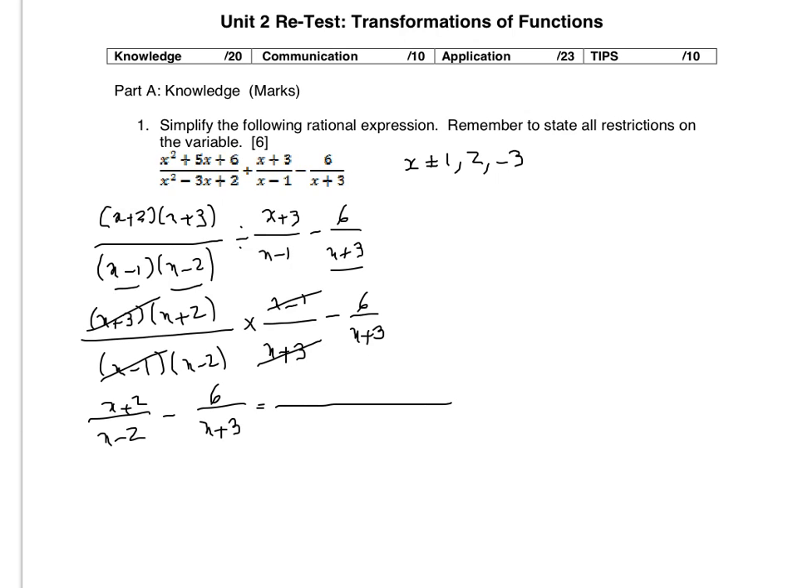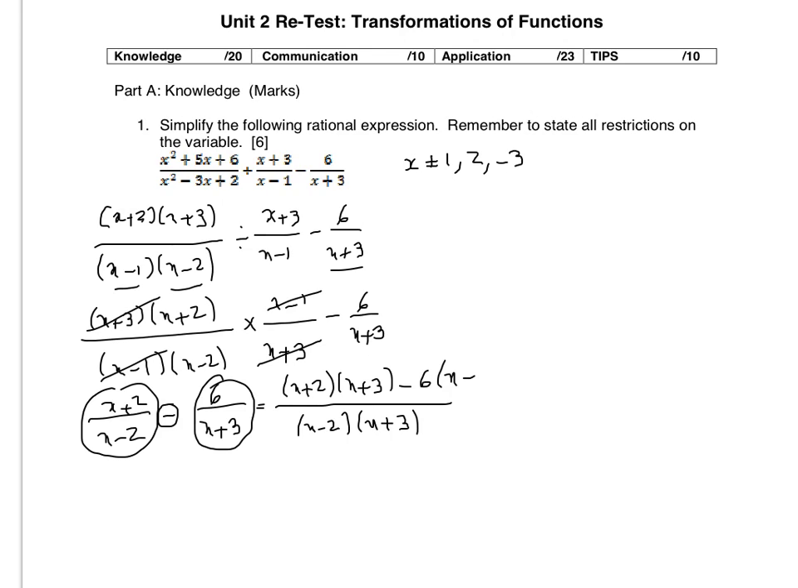Now the common denominator between these two fractions is x minus 2 times x plus 3. Looking at this one, since it's missing x plus 3, I'm going to multiply numerator and denominator by x plus 3. So I'm going to get x plus 2, x plus 3. Now with this fraction, x minus 2 is missing, so I'm going to multiply the numerator and denominator by x minus 2. And remember, there is a subtraction here, so I'm going to get negative 6 times x minus 2.